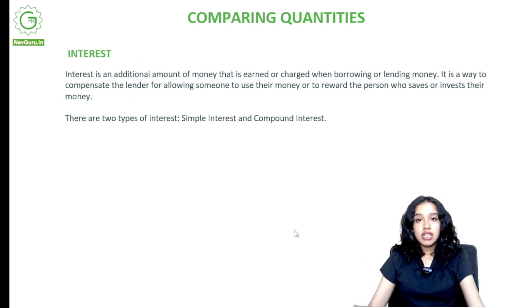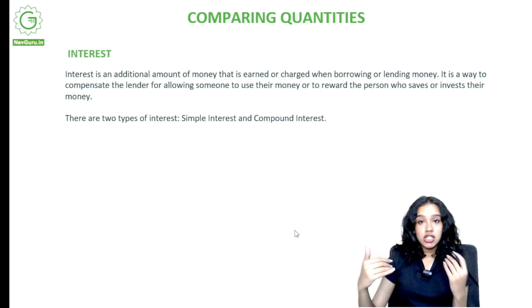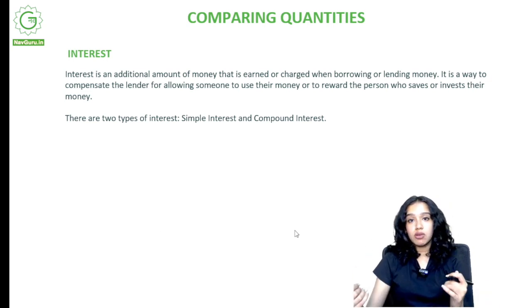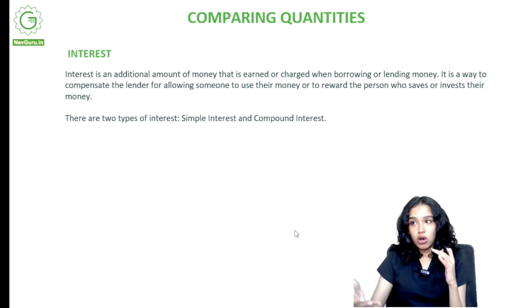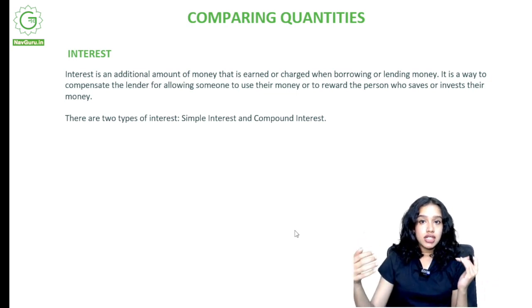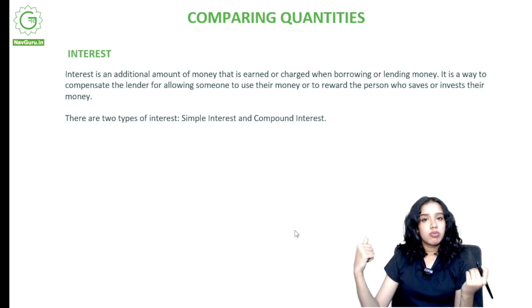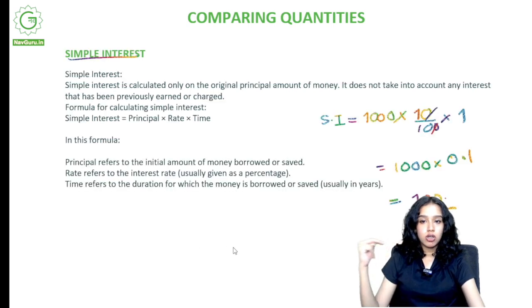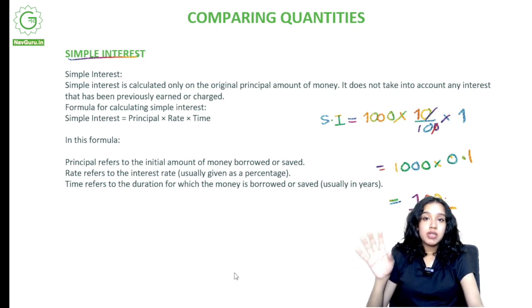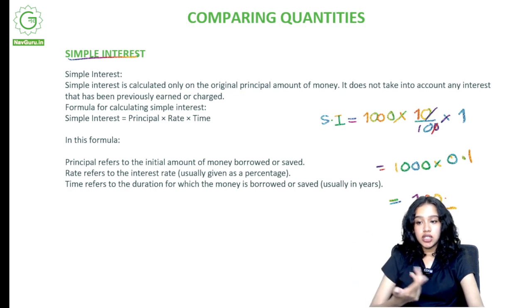Now we talked about interest. Interest is an additional amount of money we pay or get when we are investing or borrowing money from a person or an institution. So it is a compensation for giving or borrowing the money. There are two types of interest: simple interest and compound interest. Simple interest is where the interest is added annually and the principal remains constant. And the formula is principal into rate into time.